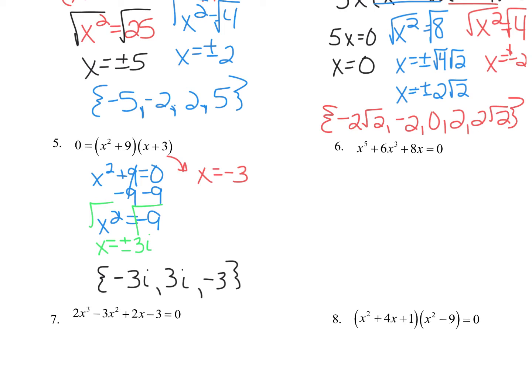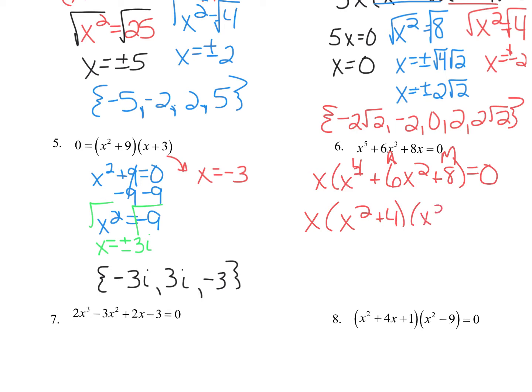Moving to the next one, we're going to take out an x. And we have x to the 4th plus 6x squared plus 8 equals 0. So here we're trying to find factors of 8 that add up to 6. So we have our x, we have our x squared plus 4, and our x squared plus 2 will work. So here this one gives me 0. Here, this one's going to give me x squared equals negative 4.